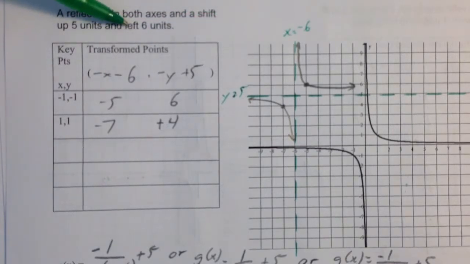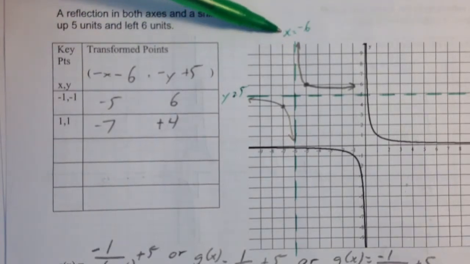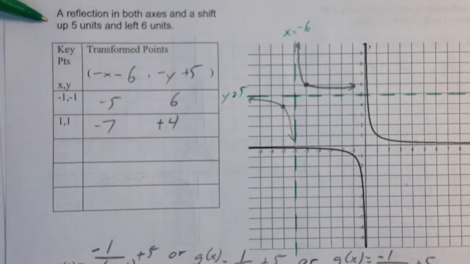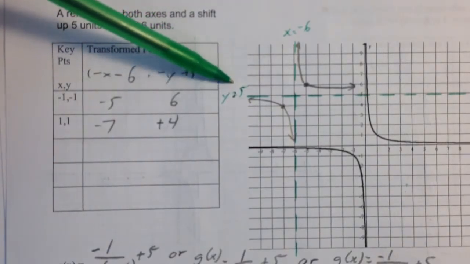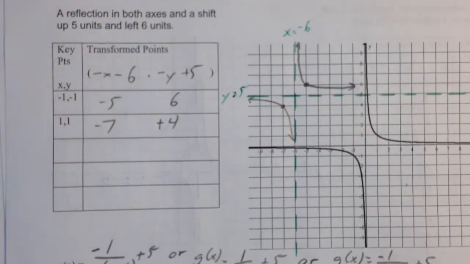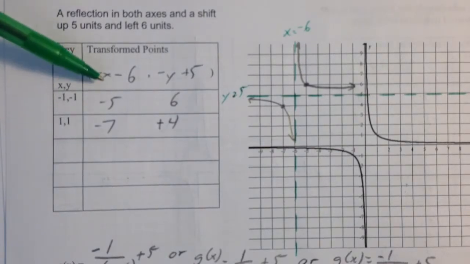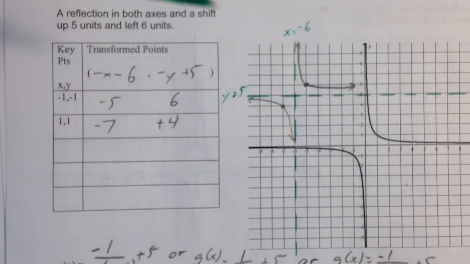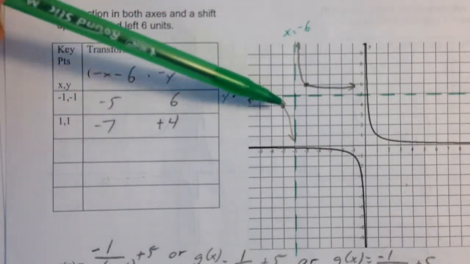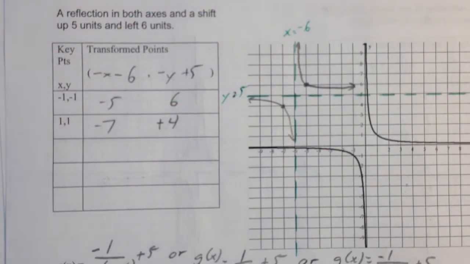Since it's a shift left 6 units, we're going to draw a vertical line through x equals -6, and since it's a shift up 5 units, we're going to draw a horizontal line at y equals 5. Now I just take my key points, apply the mappings, plot the key points, and draw the functions so they don't cross an asymptote.